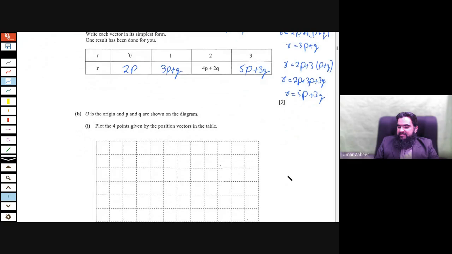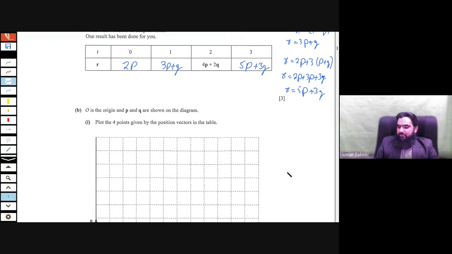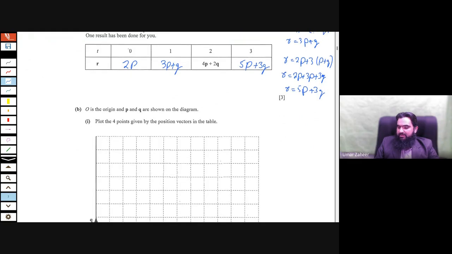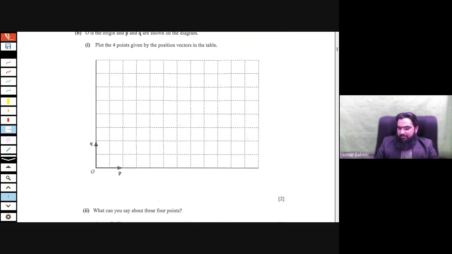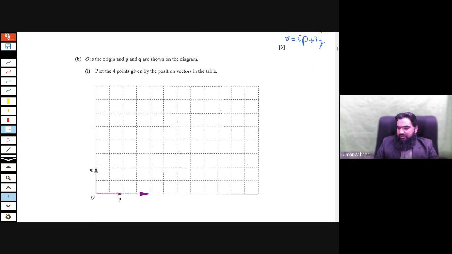All right. He says that O is the origin and P and Q are shown on the diagram. We have to plot the 4 points given by the position vector in the diagram. So at t is equal to 0, we have r is equal to 2p. And 1p is shown. So look here, it is 1p, 2p. The question is to plot the 4 points. So this is the first point.